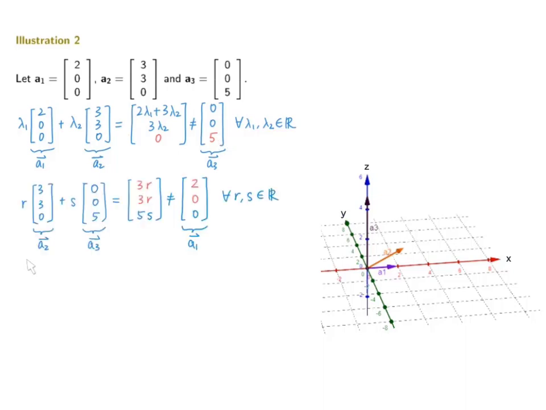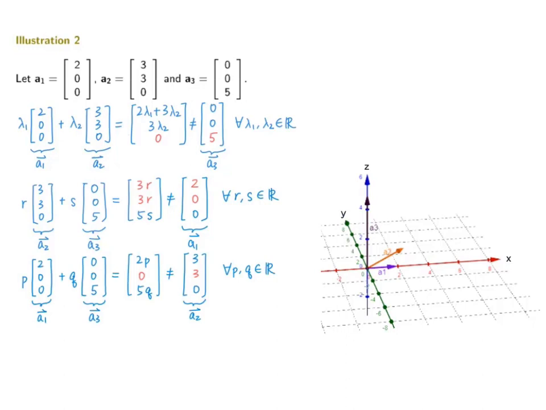Similarly, for the linear combination of A2 and A3, no matter what scalars we apply, the first two entries will be the same, so we can't obtain A1. Finally, no matter what scalars we apply to form a linear combination of A1 and A3, we can't get a 3 here, so we can't obtain A2. As a result, none of the vectors can be expressed as a linear combination of the other two vectors.